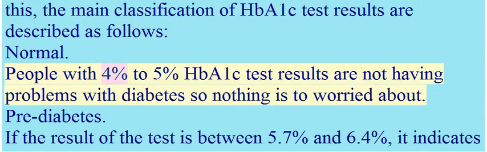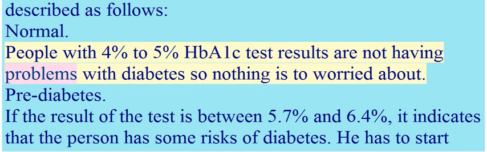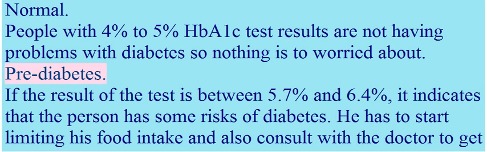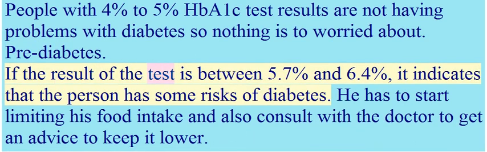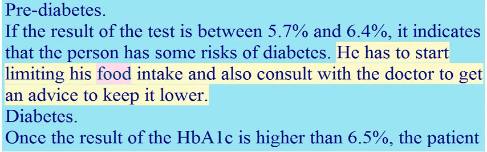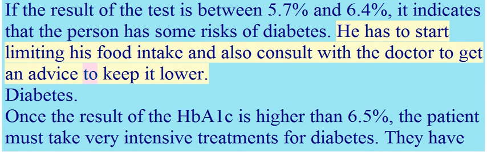People with 4% to 5% HbA1c test results are not having problems with diabetes, so nothing is to worry about. Prediabetes. If the result of the test is between 5.7% and 6.4%, it indicates that the person has some risks of diabetes. He has to start limiting his food intake, and also consult with the doctor to get advice to keep it lower.